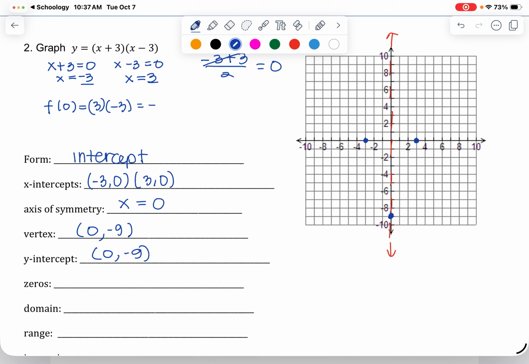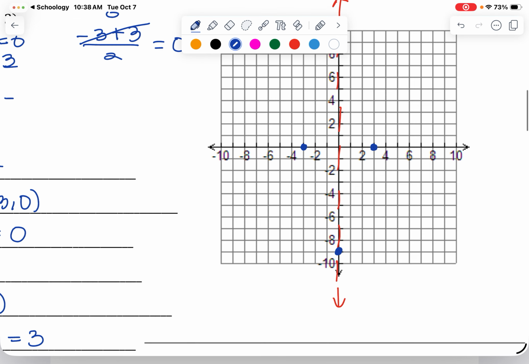All right, my zeros, I already did the work for. The zeros are always in the form x equals, and that was x equals -3 and x equals +3. All right, now we can graph this parabola. We have enough points to graph the parabola. You need 3 points, including the vertex, to graph a parabola.